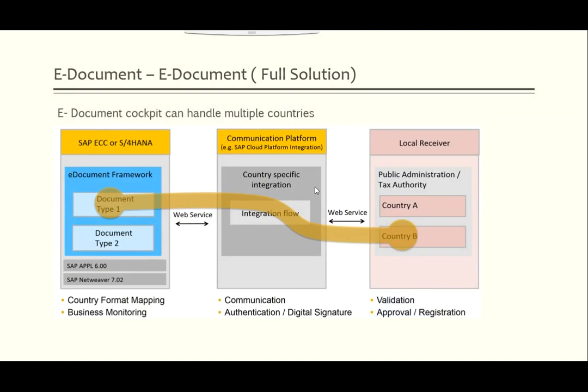The e-document solution is applicable to multiple countries. So SAP has provided a framework called the e-document cockpit. In the e-document framework or e-document cockpit, we can see all other countries if they are applicable, based on the integration in the SAP Cloud Platform and the receiver side. SAP Cloud Platform ensures that the data is transmitted to the proper tax authority from the ERP system.